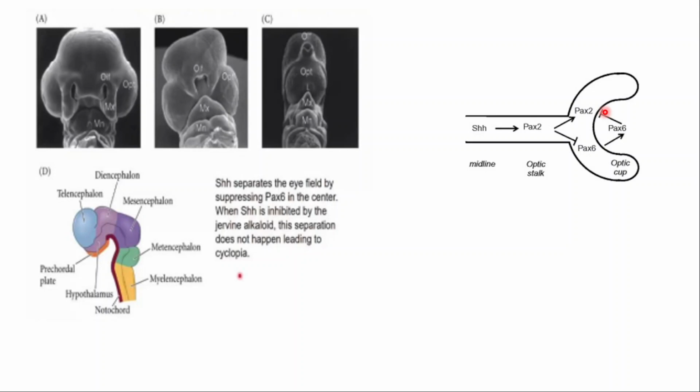Now if you do not have PAX2, which is in turn mediated by SHH, we will have a unified PAX6 expression leading to one single eye. So that is the total concept about SHH, PAX6 and division of the eye field.